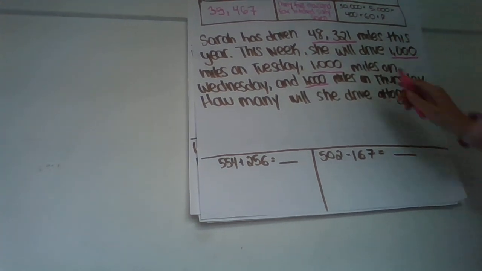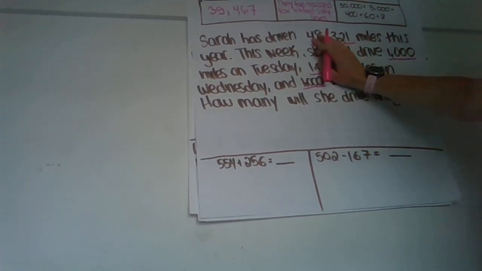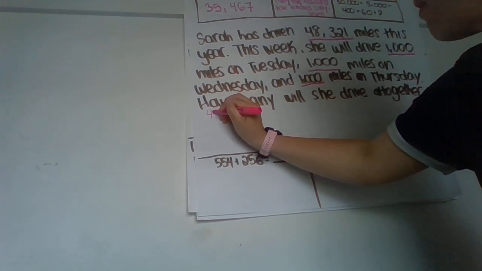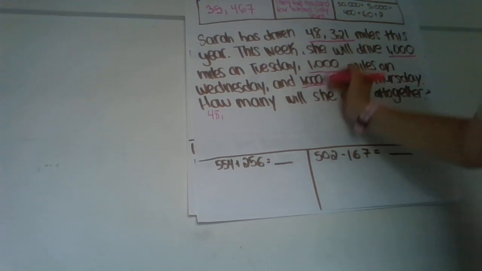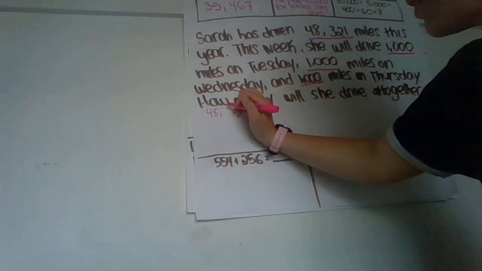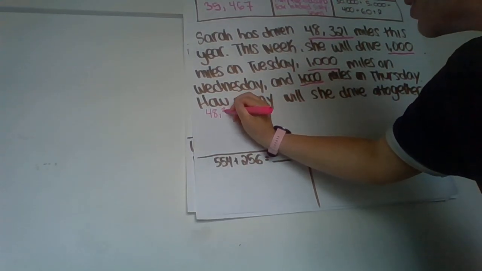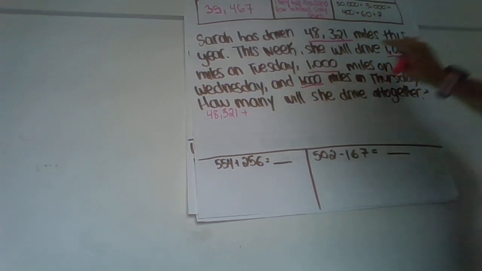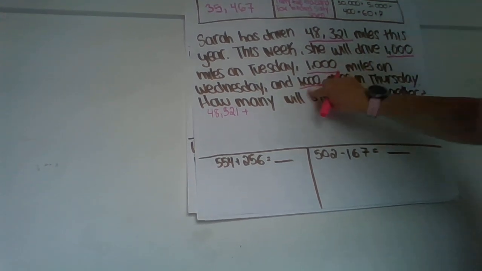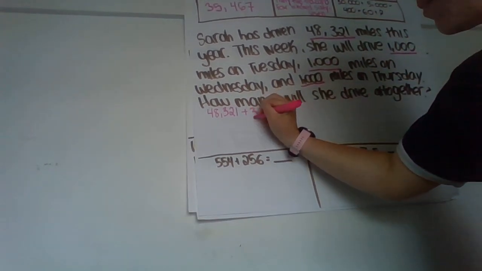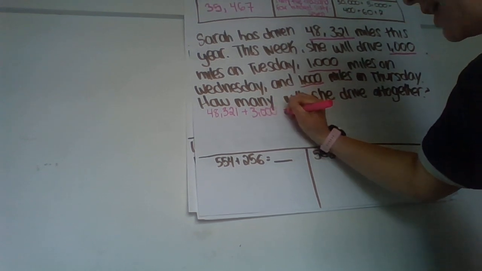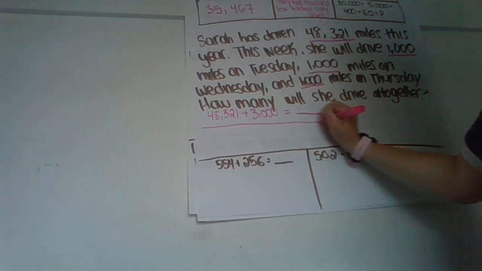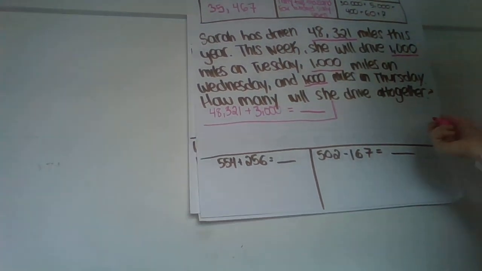All right. So there's a couple different things that we can do to solve this problem. I'm going to start by figuring out the number sentence I'm going to use to solve. I know that I have three parts here, and I need to put them together to figure out a whole. So I could say 48,321 plus 1,000, 1,000, 1,000, 3,000 equals blank. Now, that's my number sentence. There are two different ways that I think about this problem.